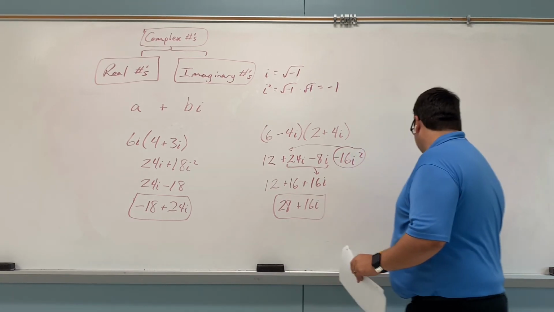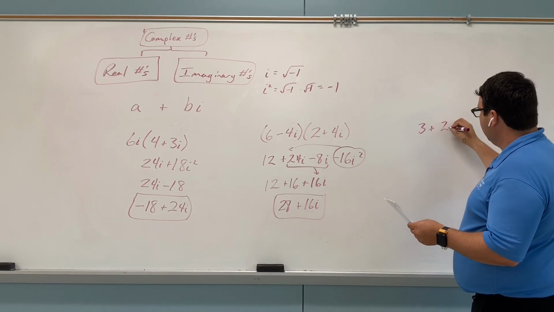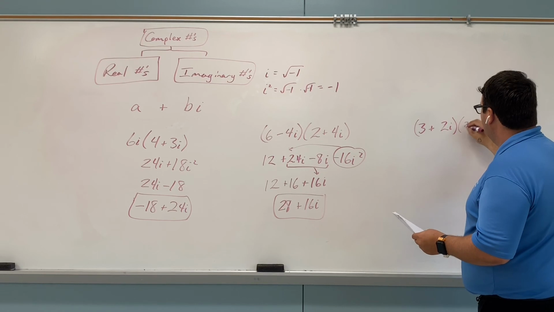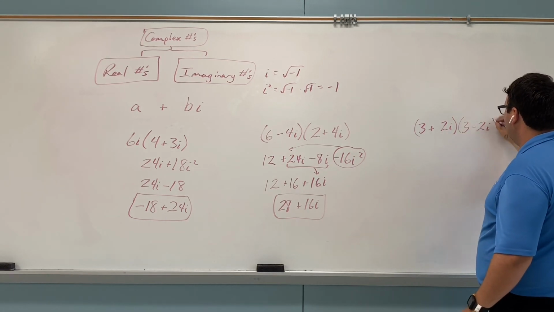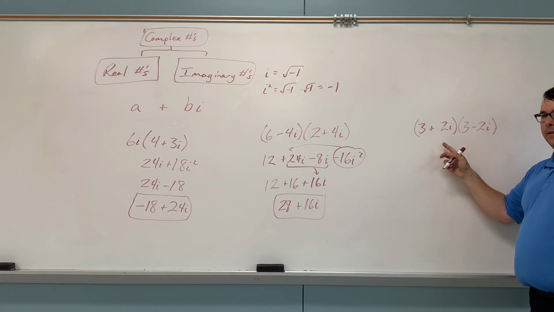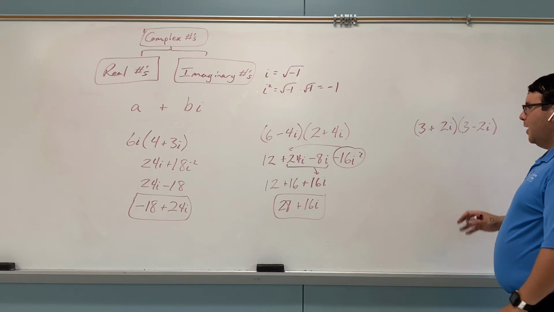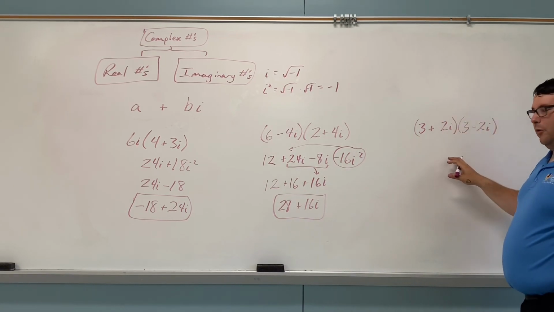Now I want to point something out. If I have 3 plus 2i times 3 minus 2i, we're dealing with conjugate values. And you know some very special things about conjugate values. They keep popping up for you. Difference of squares, basically, is what we're looking at.